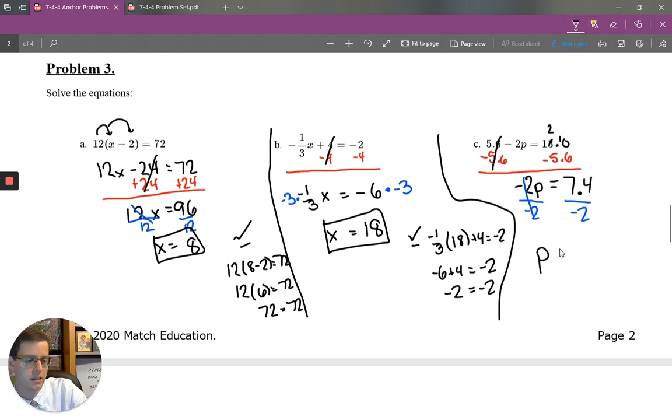And so p is going to equal, don't be afraid to long divide when you need. You get a 3 and decimal point 7. So p equals positive divided by a negative is a negative 3 7/10.